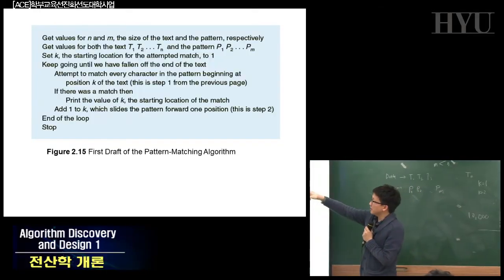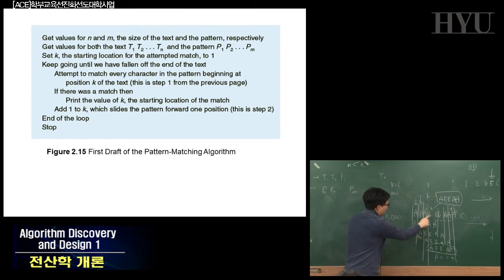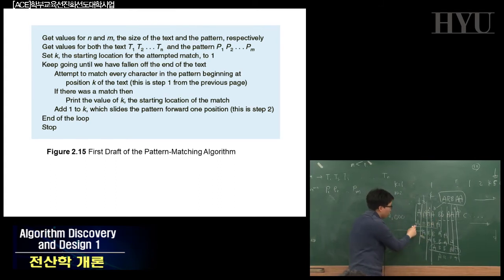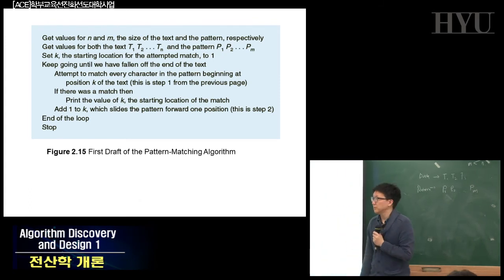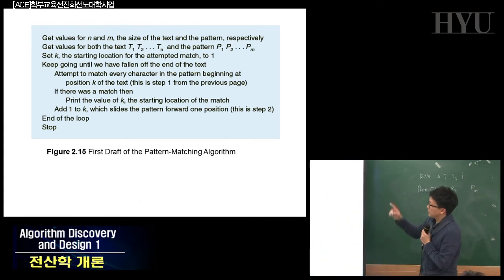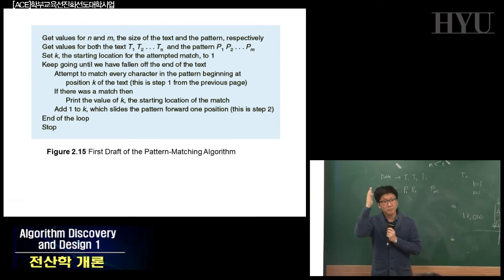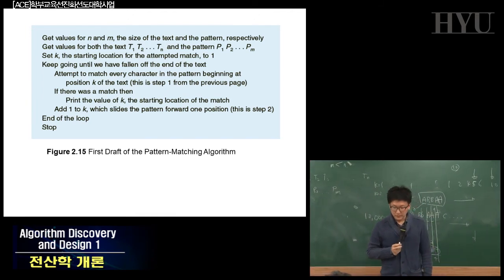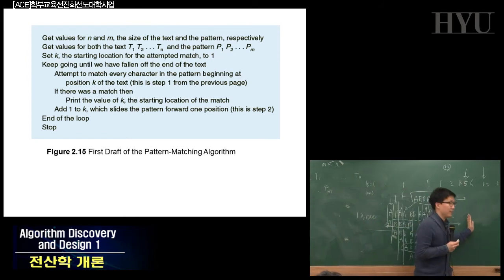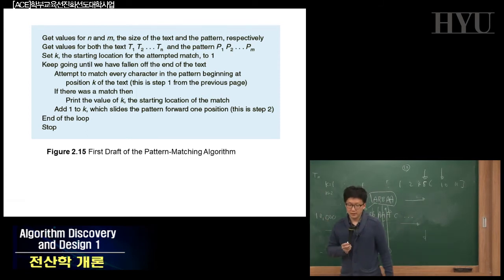Attempt to match every single character in the pattern. Matching begins. A, B, B, A, A, B, B. So you need another small algorithm to match 5 characters. Algorithm within the algorithm. So, need to match at position K, and if there is a match, print the value of K where I begin to match. In this case 4. I do that until I hit the end of a sequence of symbols. Done. End of loop. Stop.